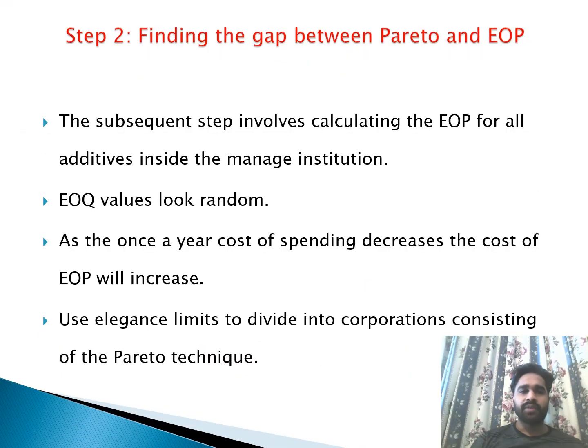Now we talk about step 2, finding the gap between Pareto and EOP. The subsequent step involved calculating the EOP for all components inside the managed group. EOQ values look random. As the annual cost of spending decreases, the value of EOP will increase. Use cutoff limits to divide into groups following the Pareto technique. Now we go to step 3 in the next slide.